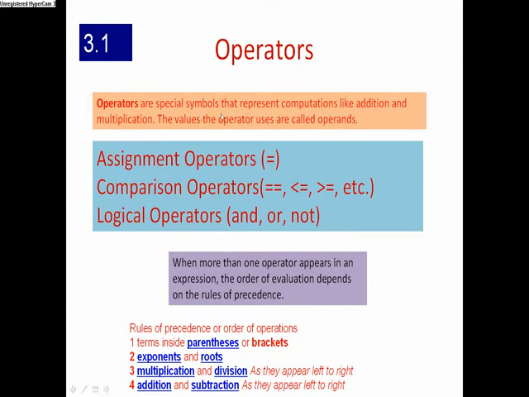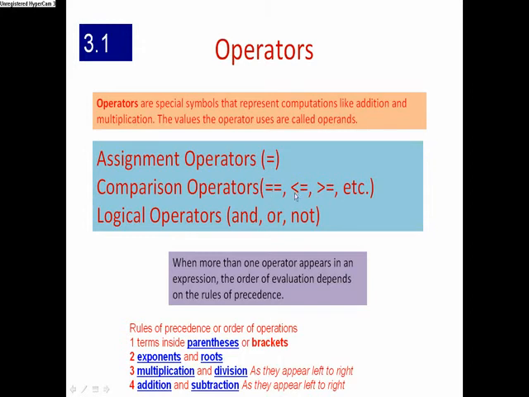Operators. Operators are special symbols that represent computations like addition and multiplication. The values the operator uses are called the operands. All right, so check this out. The assignment operator is equal. So if you say the asteroid speed equals 100, you're assigning a number to something. You're saying, hey, this equals that. A comparison operator is different. Instead of a statement, this is a question: does this equal that? Okay, so that's a comparison.